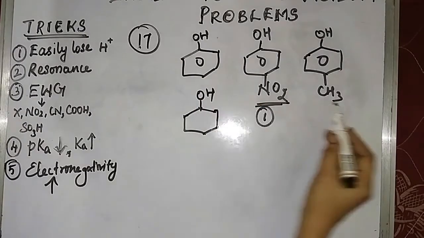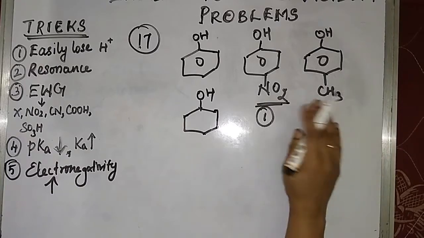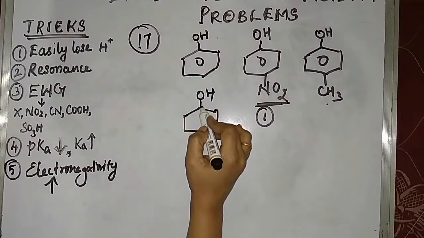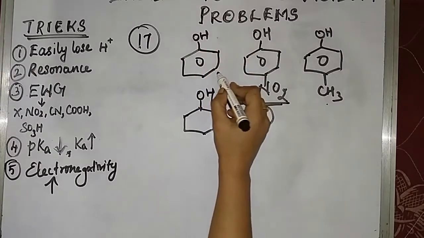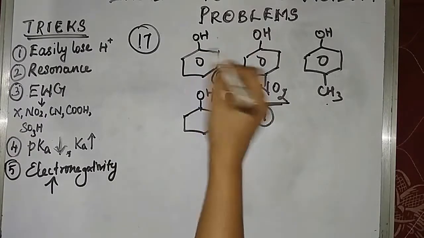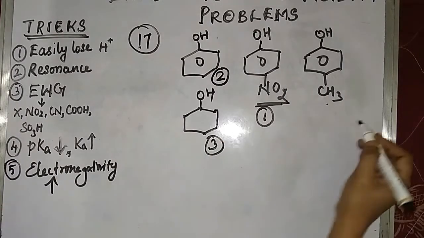In these two, the CH2 group is an electron releasing group, so it comes to the last. Leave it like this. You have to compare this and this. Which one will come first? Here the phenol is there, and the phenoxide ion goes to resonance structure, so this comes as the second one. And here, this is the third and this is the fourth.